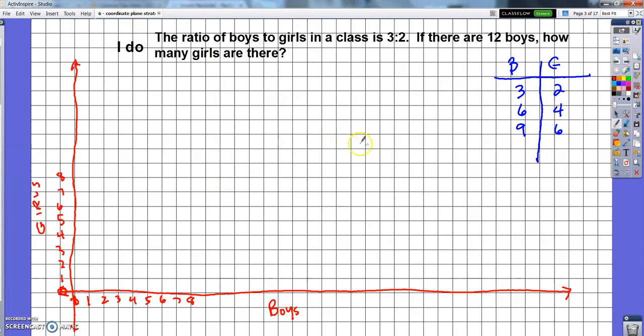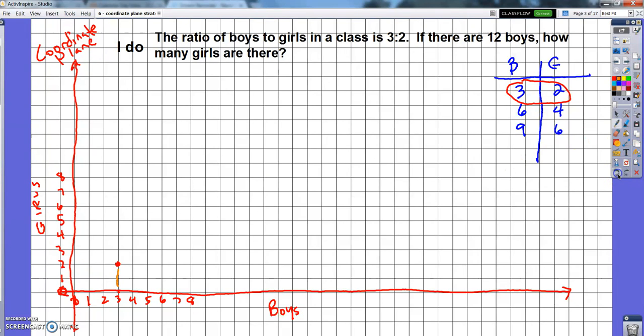What I'm going to do with these number lines is put points, and this is an acceptable use of the word points, on this double number line. This is called a coordinate plane. And I'm going to put points that match my pairs here. So I'm going to put a point where there would be 3 boys, that's here, and where there would be 2 girls with it. So I'm going to go to 3 on the boys and 2 on the girls, and put a point there. That point on the coordinate plane is the point where there are 3 boys and 2 girls.